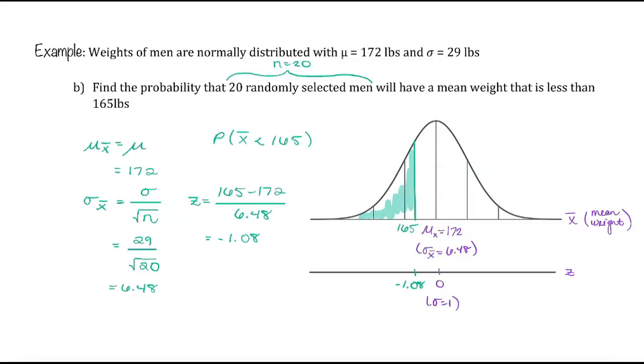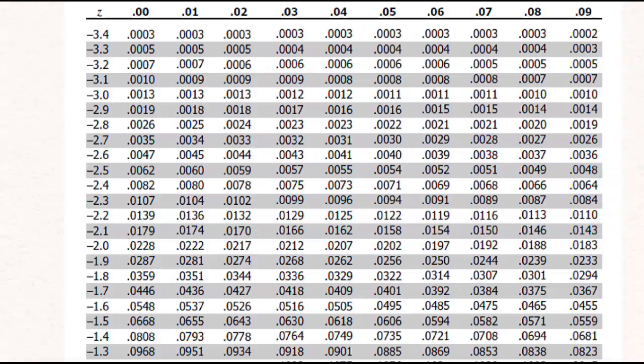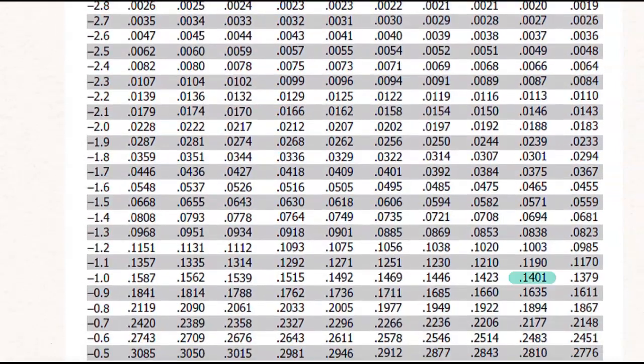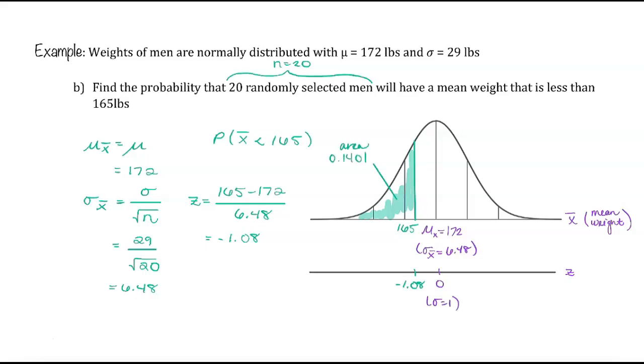And looking at our z-table, we find that a z-score of negative 1.08 has a left area of 0.1401. That's significantly smaller than our area last time. 165 is more than a standard deviation away from the mean. So if we wanted to correct our picture, we could change it to something like this. We found that the probability of 20 randomly selected men having a mean weight less than 165 is equal to 0.1401, or just over 14%.